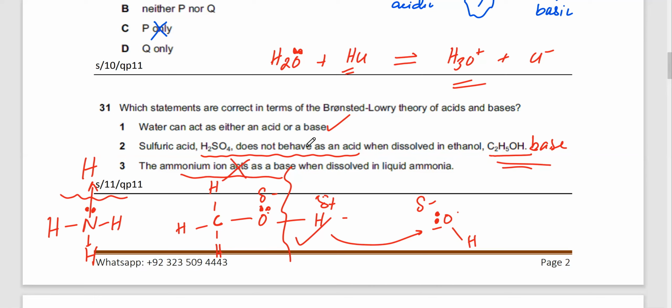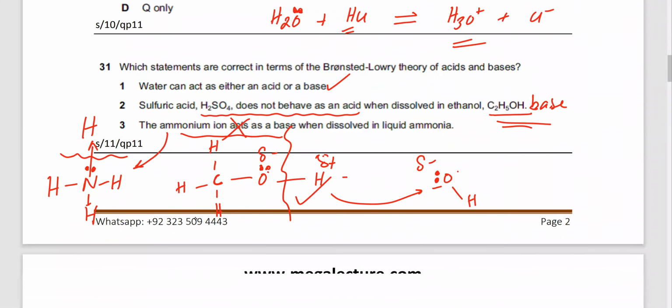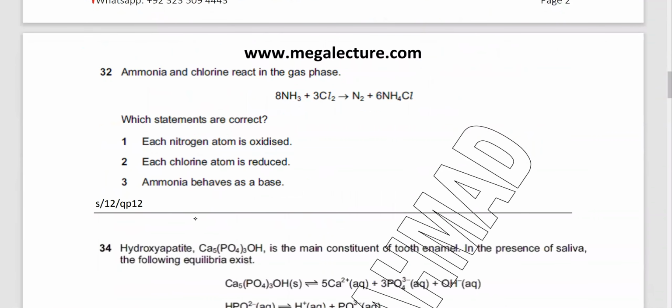Is this clear? Ethan, is this clear? Yes. Okay.